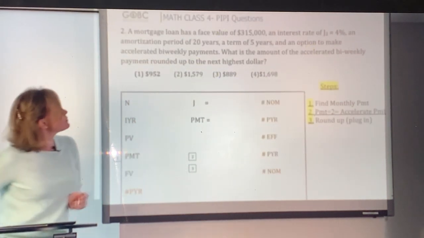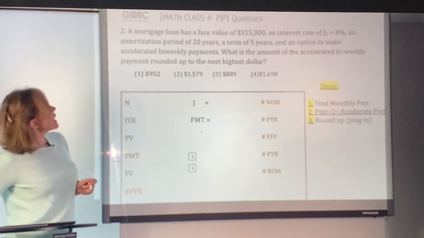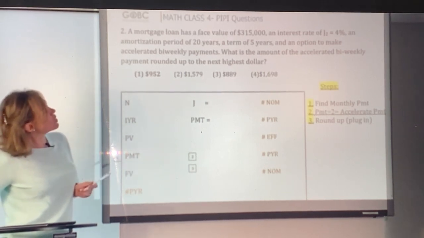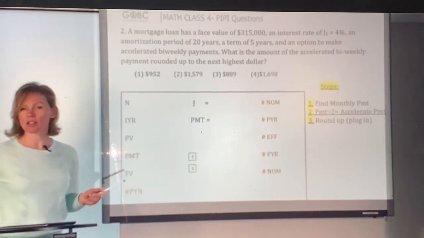Question number 2. A mortgage loan has a face value of $315,000. The interest rate of J2 equals 4, and amortization is 20 years with a term of 5, and an option to make the accelerated biweekly payments. What is the amount of those accelerated biweekly payments rounded up to the next higher dollar? So it's pretty much the same question.